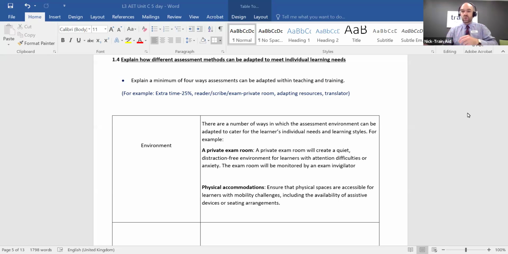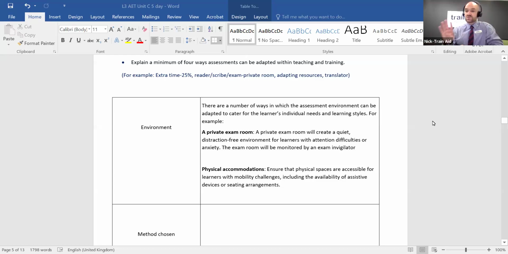So we're thinking of the different ways that we can make changes, we can make tweaks to assessments to support our learners. And to complete this question, as we can see, we need to explain a minimum of 4 ways assessments can be adapted within teaching and training. So if we just have a look at the example there, we can give learners 25% extra time, so we can work with the awarding body to inform the awarding body of the qualification that some learners do need extra time to complete an assessment.